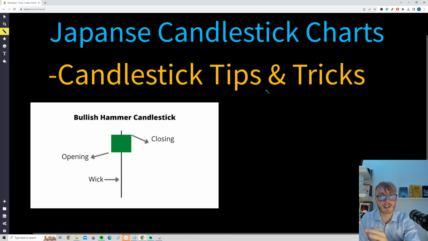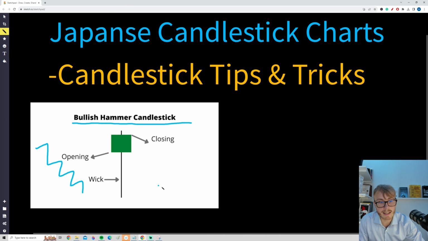So now guys, let's take a look at some candlestick tips and tricks. And I want you all to look at this candlestick right here. This is what we call a bullish hammer candlestick. And this is a candle that indicates that a downwards trend is likely to reverse to the upside.